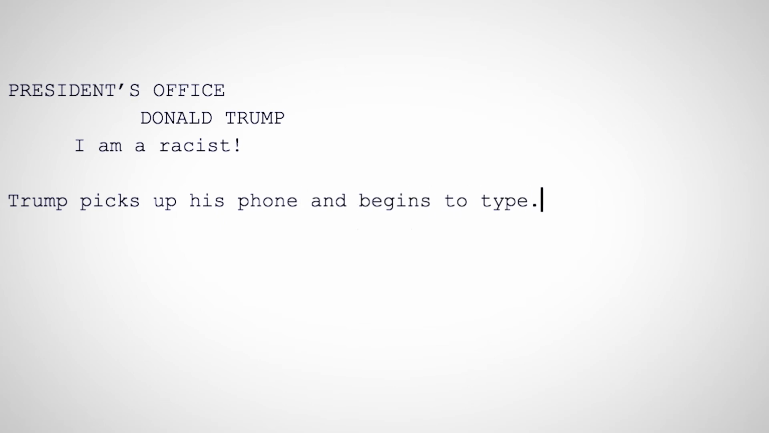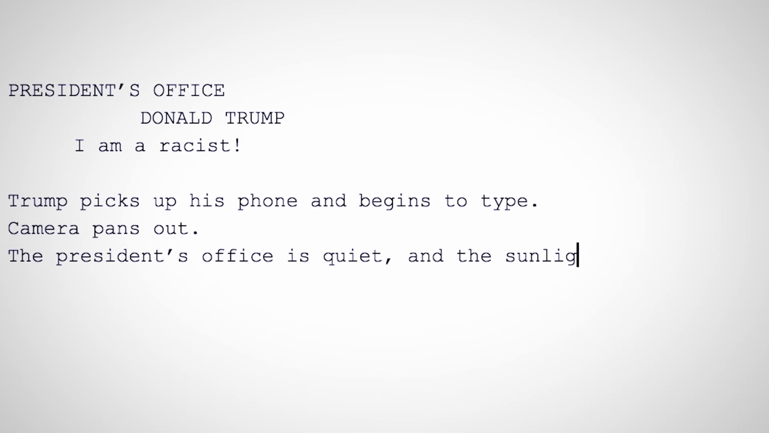President's Office, Donald Trump. I am a racist. Trump picks up his phone and begins to type. Camera pans out. The president's office is quiet, and the sunlight is filtering through the window softly.